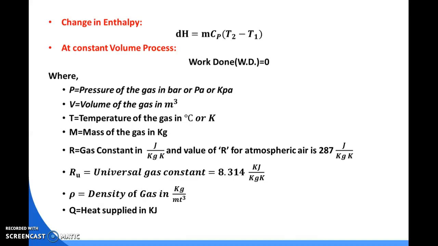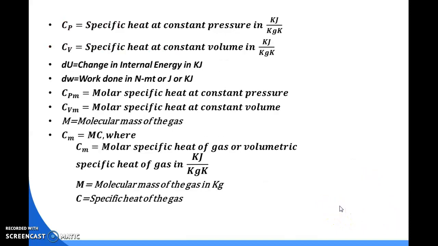Ru is the universal gas constant, that is equal to 8.314 kilojoule per kg Kelvin. Rho is the density of the gas in kg per meter cube. Q is the heat supplied in kilojoule. Similarly, Cp is the specific heat at constant pressure in kilojoule per kg Kelvin. Cv is the specific heat at constant volume in kilojoule per kg Kelvin. du is the change in internal energy in kilojoule. dw is the work done in Newton meter or joule or in kilojoule.